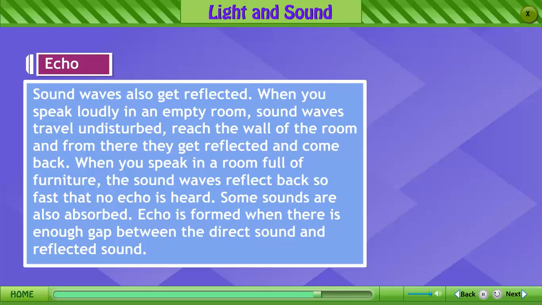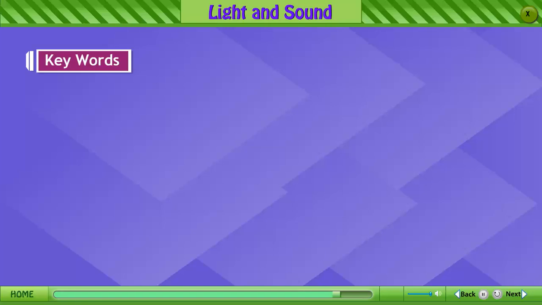Echo. Sound waves also get reflected. When you speak loudly in an empty room, sound waves travel undisturbed, reach the wall of the room, and from there they get reflected and come back. When you speak in a room full of furniture, the sound waves reflect back so fast that no echo is heard. Some sounds are also absorbed. Echo is formed when there is enough gap between the direct sound and reflected sound.